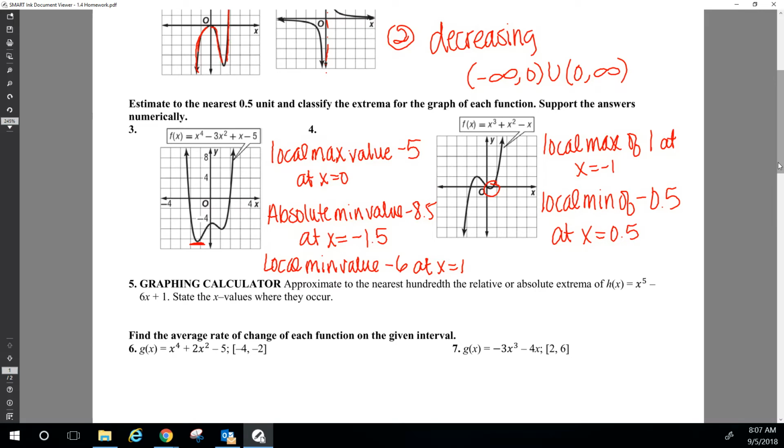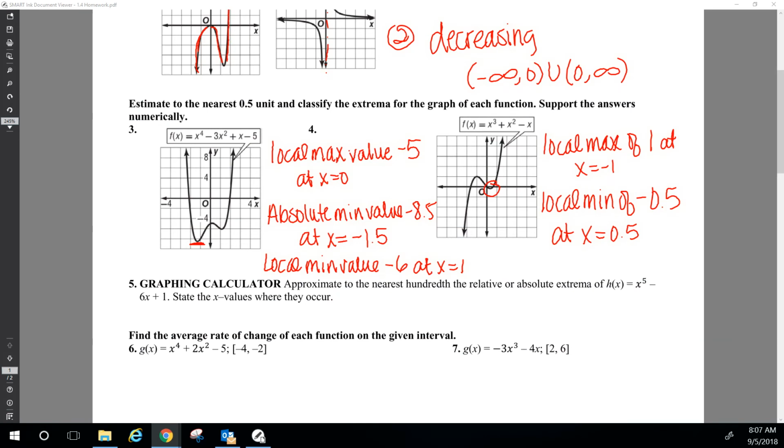All right, it says on the graphing calculator approximate to the nearest hundredth the relative or absolute extreme of h of x is equal to x to the fifth minus 6x plus 1. So I'm going to do this on Desmos because that's what I tell you guys to use for your graphing calculator because you don't have Inspires at home. So let's see what that would look like.